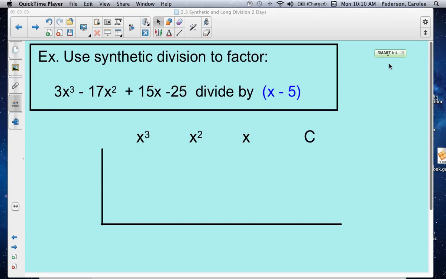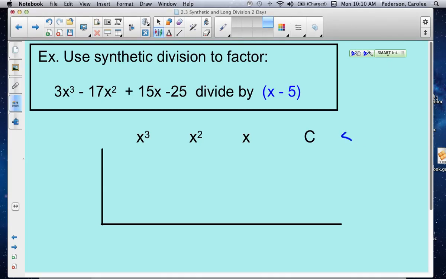So we're going to fill in this box. Your textbook does not show these placeholders. I like to do the placeholders so that we don't miss anything. So how my placeholders work is I have a cubic function, so I just go in descending order. X cubed, x squared, x, and constant.